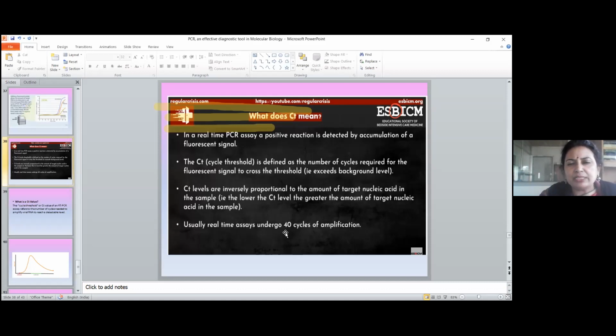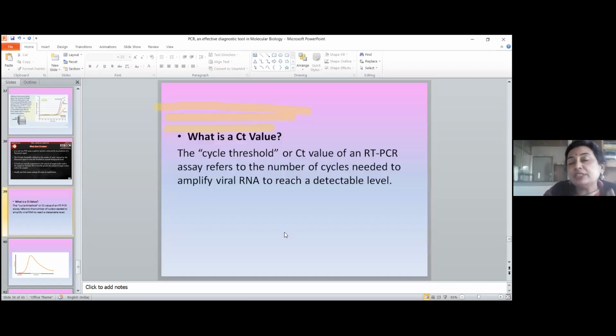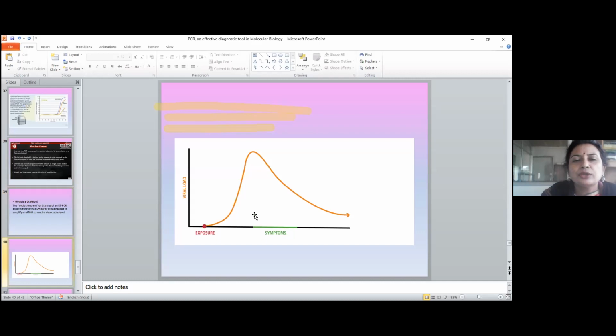Using a real-time assay, almost 40 cycles of amplification are carried out. I mean, they wait till 40 cycles to see whether a fluorescent signal is detected or not. So you can see the viral load. If we plot time on the x-axis and fluorescence on the y-axis, then we can see that after exposure, the viral load goes on increasing. When the patient is having severe symptoms, it is higher and then starts lowering as the patient gets cured, or as the number of days pass, the number of viruses automatically goes on decreasing.